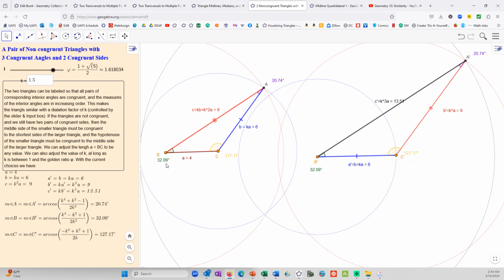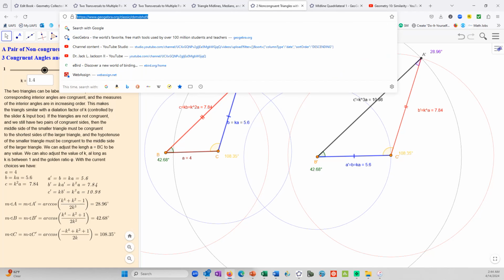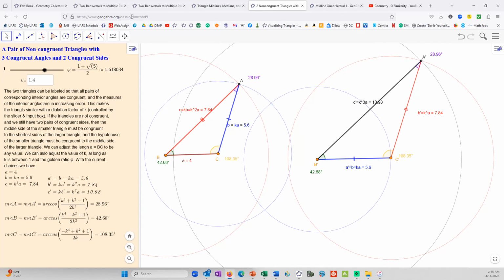32.09 degrees, that's for B here and B prime here. And of course that means C will have whatever's left over out of 180 degrees, 127.17 degrees for C and C prime. Okay, and you can just play around with this a little bit. There's the link to it, and you can experiment with this and see what kind of different things.